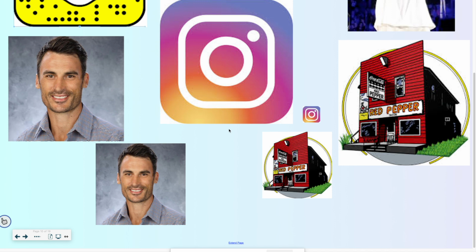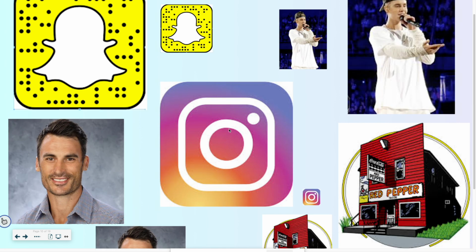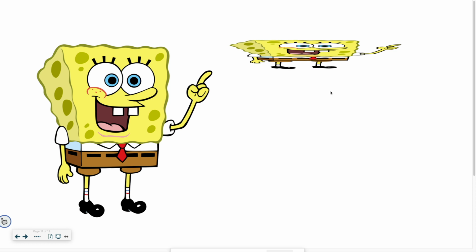But all of this to say, similar figures are the same shape. So the same shape, but one is big and one is small. So they're different sizes. Here are just some real life examples for you.